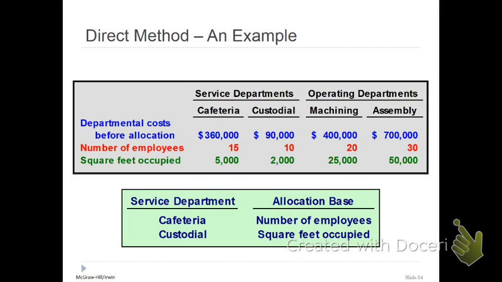So notice what we do to assign costs in this case. We're going to have some sort of allocation base. In this case, the cafeteria is number of employees and the custodial is square feet. So what we have here are number of employees and the square feet, and we're going to ignore the interactions between the two. Notice that I only highlighted the ones under the operating departments because I'm going to allocate my service department costs over to the operating departments.